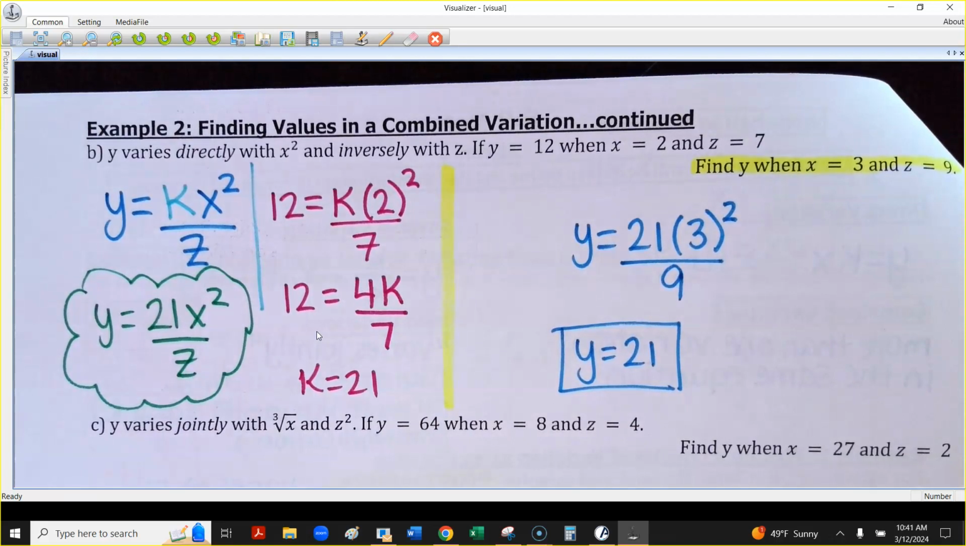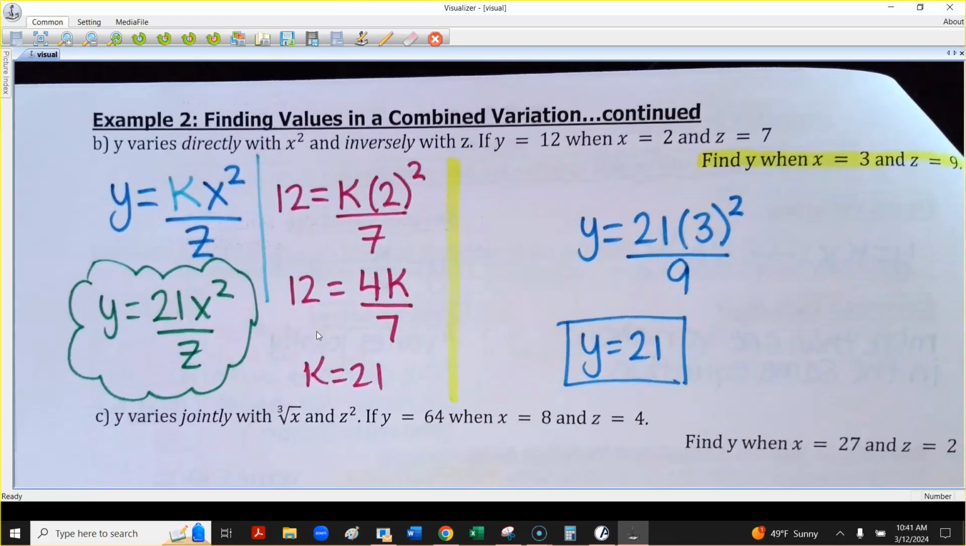Is anybody having a question how I'm finding k, writing the equation, any of this? It's a lot in one problem.